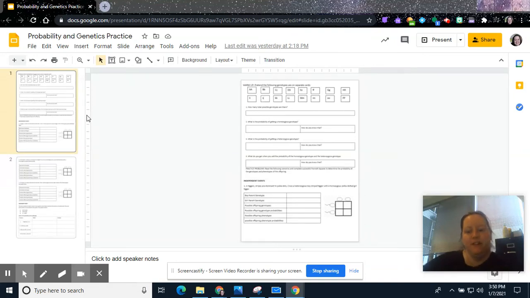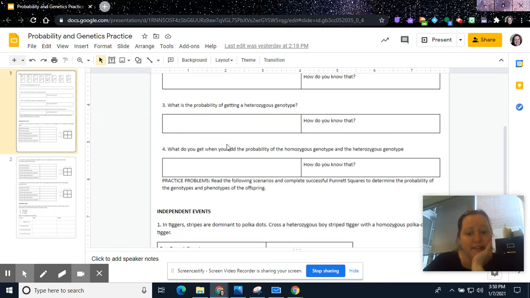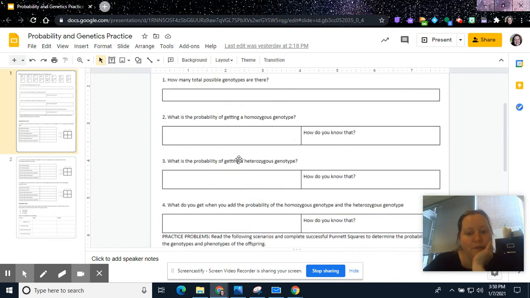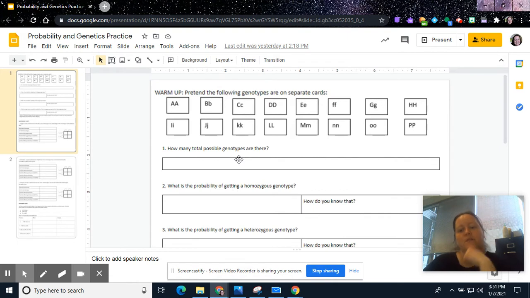Hi, today I would like to give you some resources to help you with the probability and genetics assignment. So we are combining math and science significantly. And so we are going to use science words and we're going to practice some probability with it.